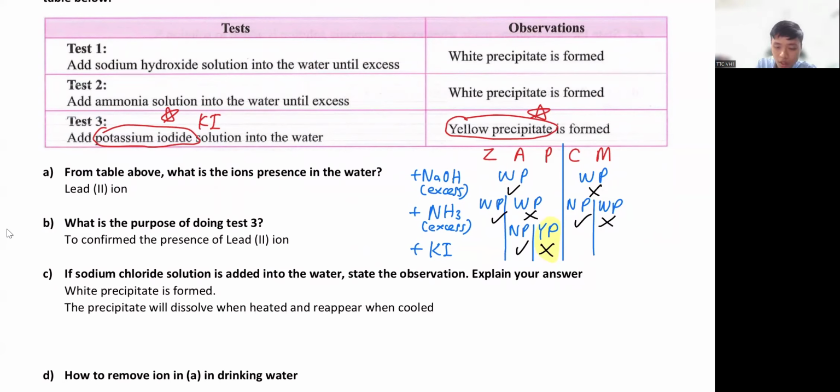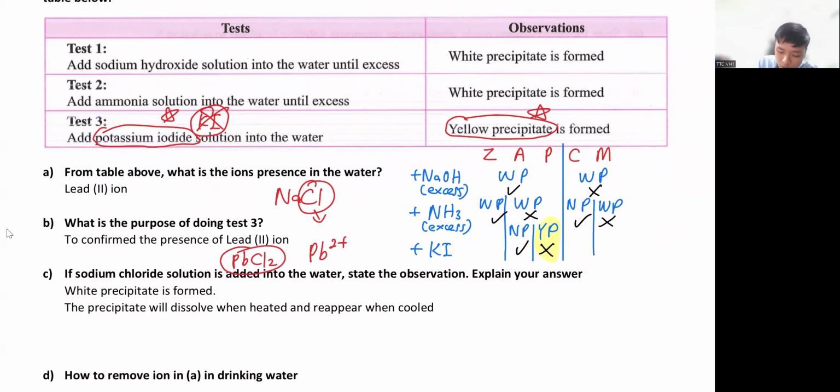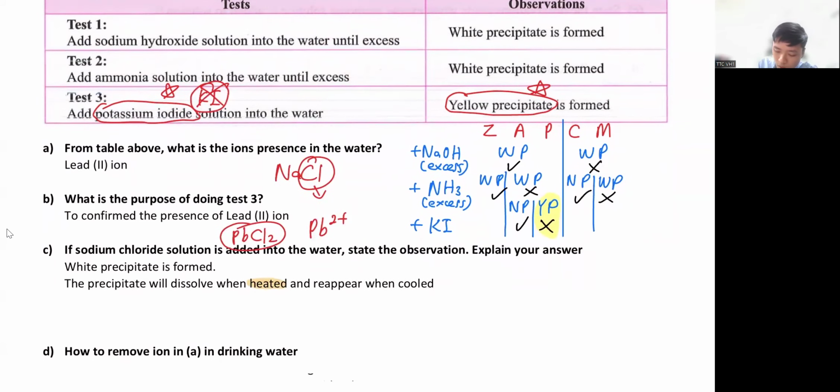Why? Now, in case I put NaCl, what happened? NaCl into this Pb2+. So Pb2+ we find Cl-. We form PbCl2. Remember I talked about PbCl2 just now. Similar to PbI2, where you heat, the precipitate will dissolve. It will be soluble. When you cool down, the precipitate will reappear again. Same thing to PbI2. But PbI2 is yellow. PbCl2 is white color.